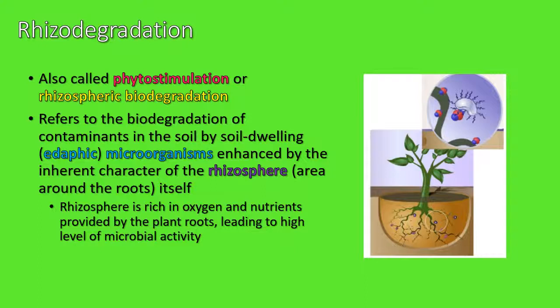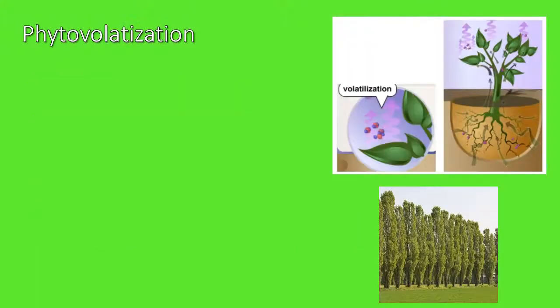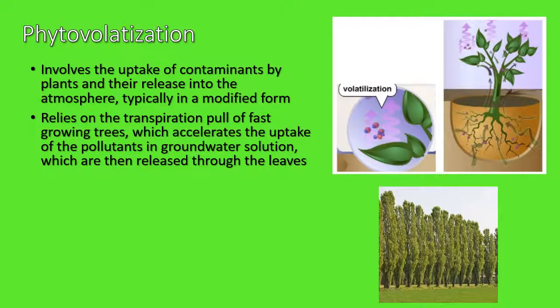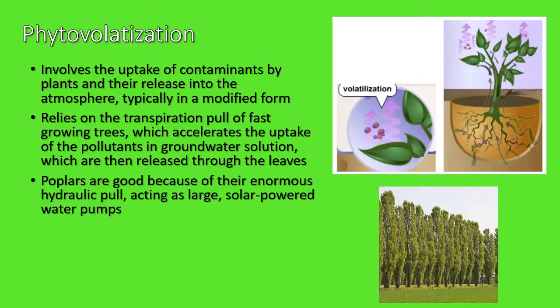And that high level of microbial activity is what breaks down the contaminants. So another method is called phytovolatilization. This again involves the uptake of the contaminants by the plants, but in this case the contaminants get released out of the plants via the leaves to the atmosphere. This relies on transpiration, which is that pull of water from the groundwater, up through the roots of the trees or the plants and then out through the leaves.